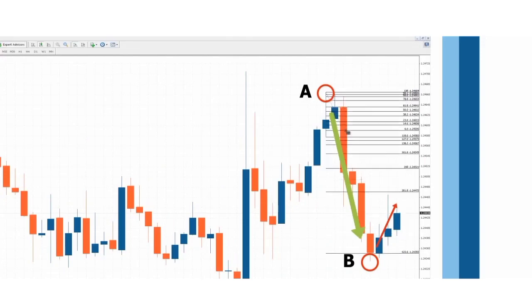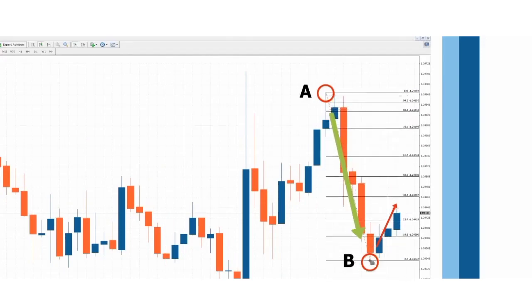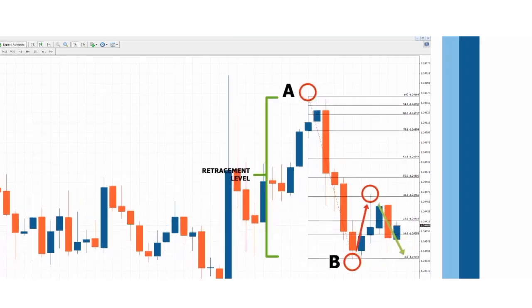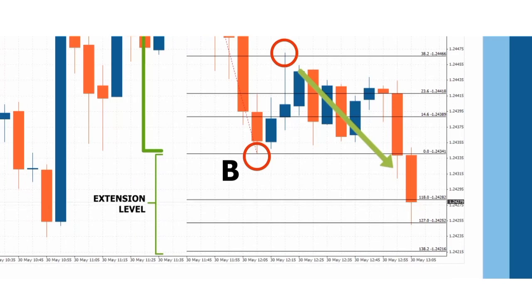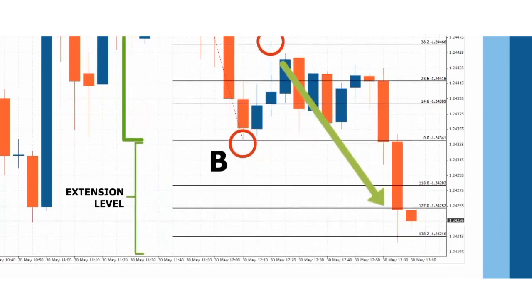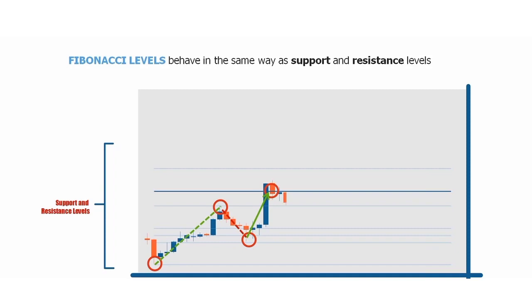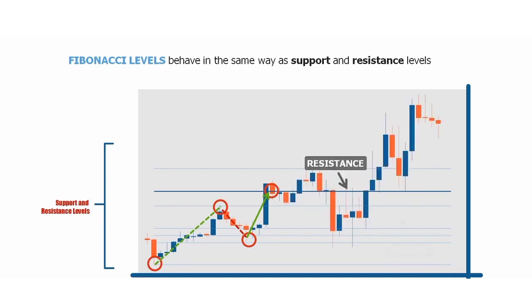In a downtrend, this is the same. The line at point B is the 0% line. The line at point A is the 100% level. The price will go back up to a retracement level first, and then continue down to an extension level when the market is trending. It is important to note that Fibonacci levels also behave in the same way as normal support and resistance levels, and so support can become resistance and resistance can become support.